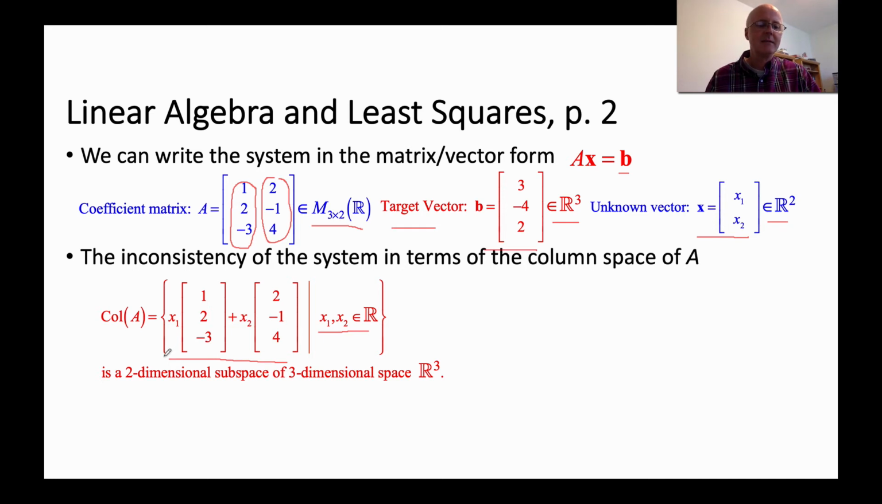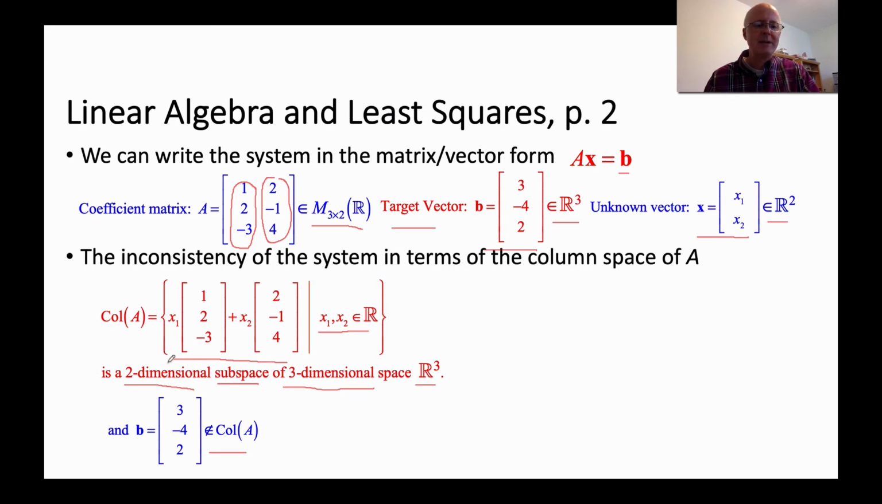It's an infinite set. In fact, geometrically, it's a two-dimensional subspace of three-dimensional space, R3. What does that mean? Well, I'm not going to get into a ton of details other than to say, geometrically, it can be thought of as being a plane, a two-dimensional plane through the origin in three-dimensional space, and I'm going to show you a picture of it here in a second. B, the target vector, 3, -4, 2, is not in the column space. Why? Because the system was inconsistent.